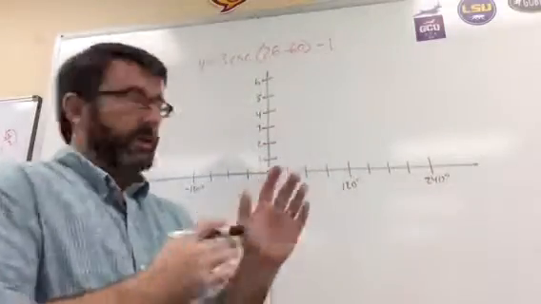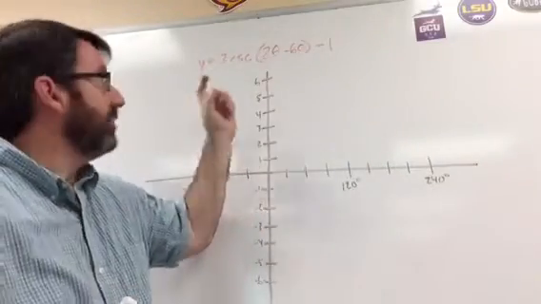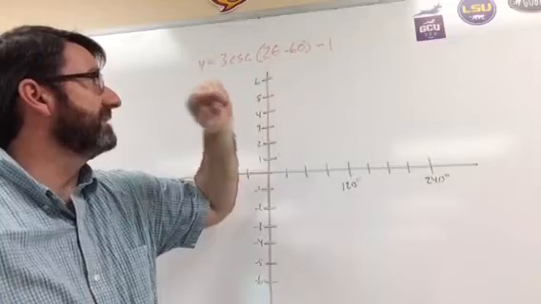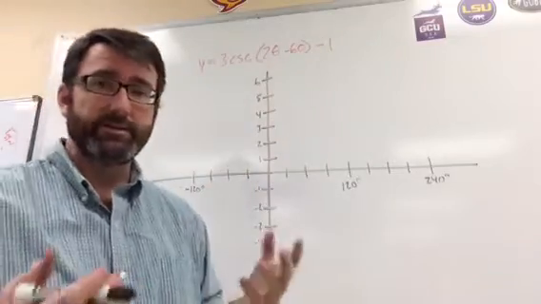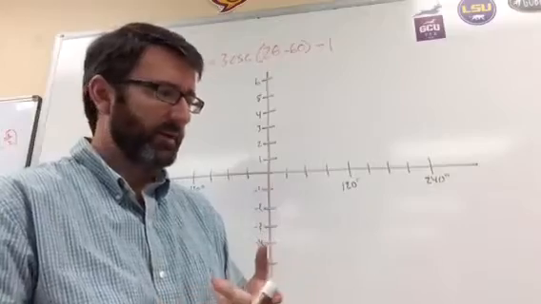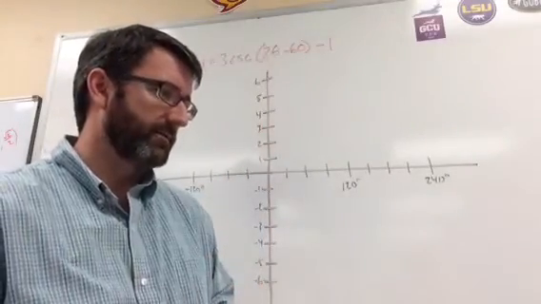All right, problem number one is we're asked to graph y equals 3 cosecant of 2 theta minus 60 minus 1. This is in degrees. We're also asked to find the period, the phase shift, and the vertical shift.